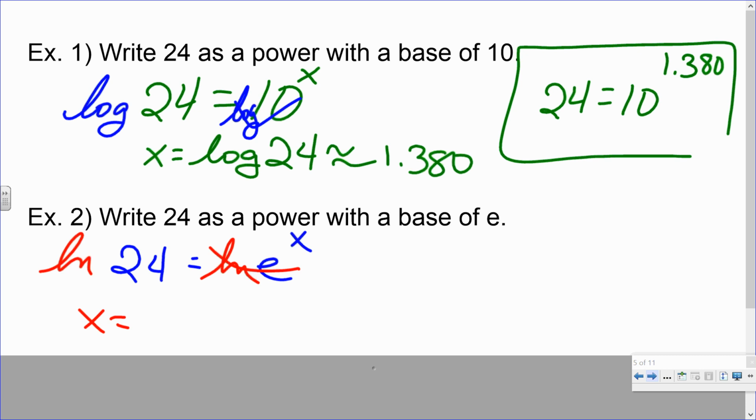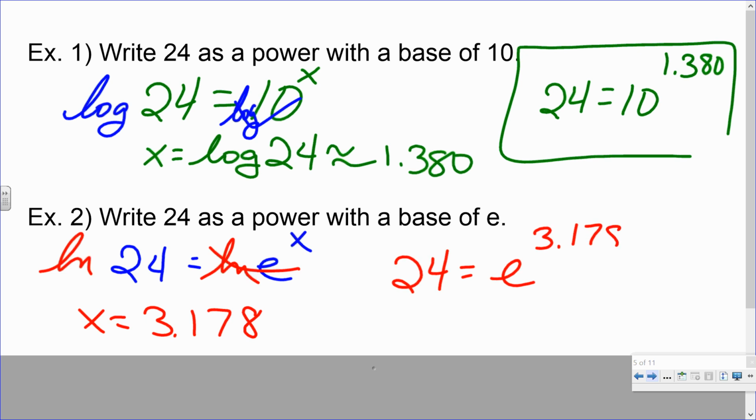If you look here, control ln, so your e to the x button. Jack, what'd you get? So then we need to say 24 is e to the 3.178. Make sense to everybody?